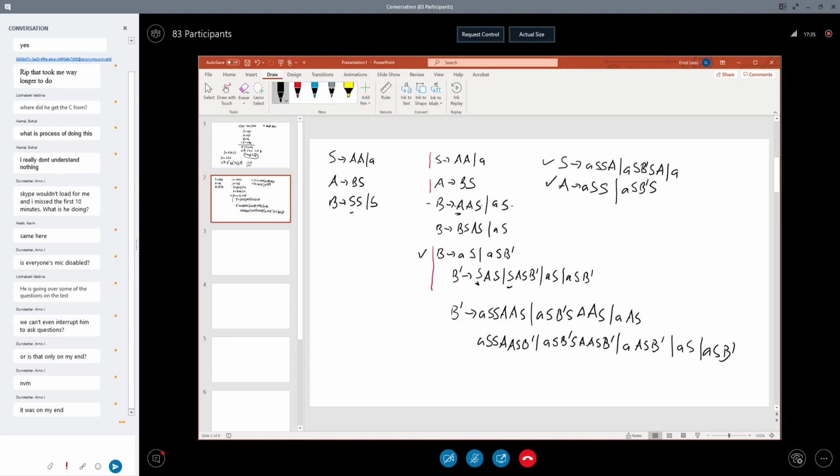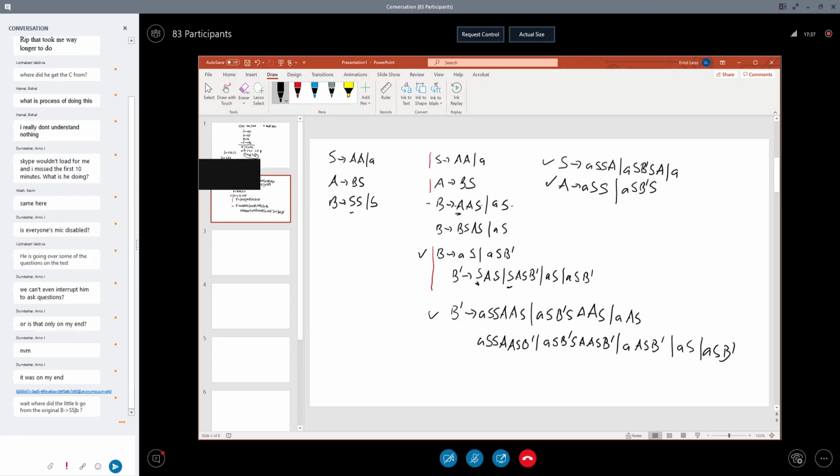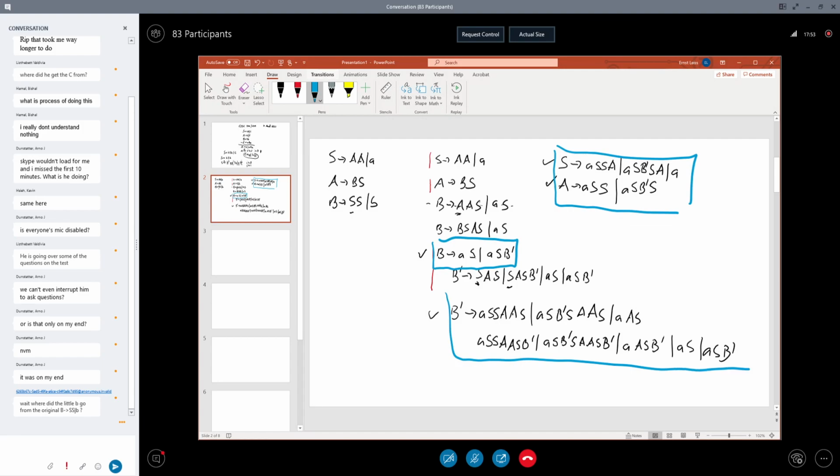And so now we have the B prime, which means we have this, we have that, and we have that. That would be the final answer of Greibach normal form, the stuff that I circled in blue. Okay?